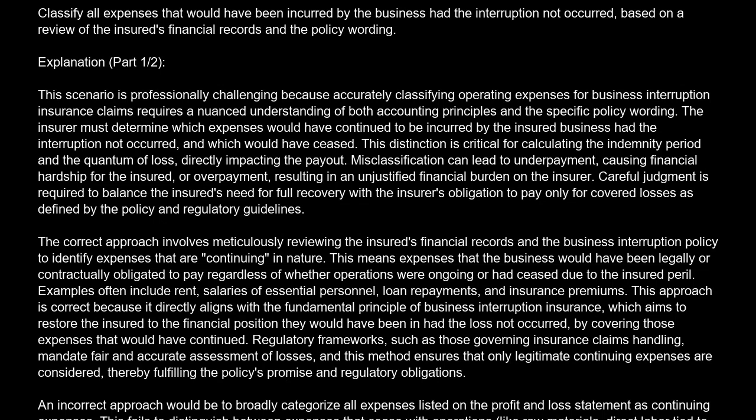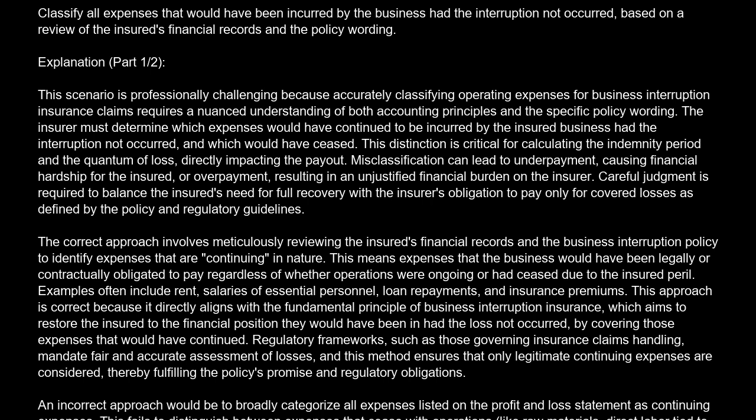The correct answer is C. Classify all expenses that would have been incurred by the business had the interruption not occurred, based on a review of the insured's financial records and the policy wording. Explanation. This scenario is professionally challenging because accurately classifying operating expenses for business interruption insurance claims requires a nuanced understanding of both accounting principles and the specific policy wording.